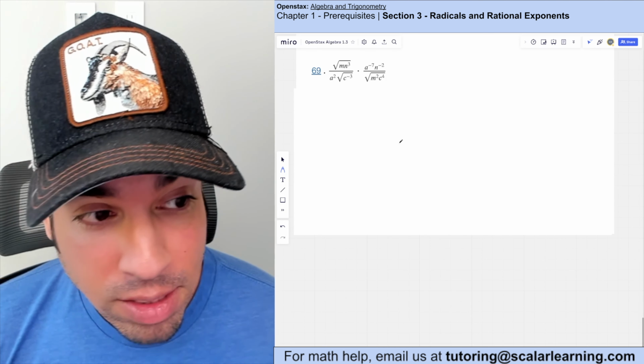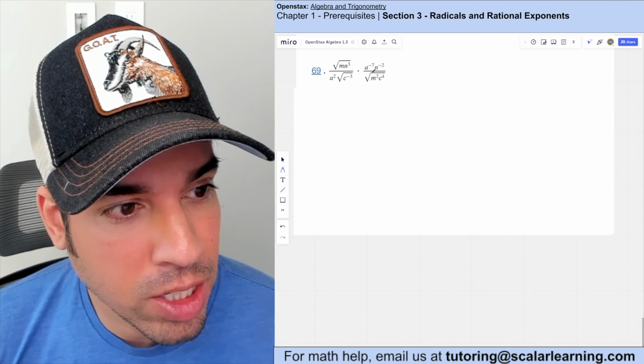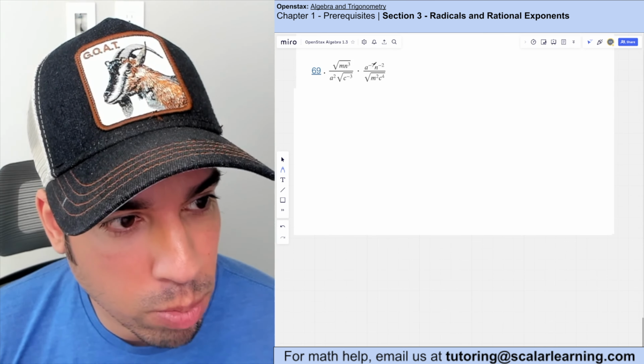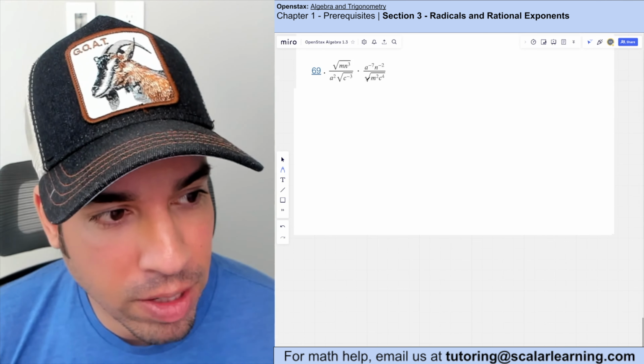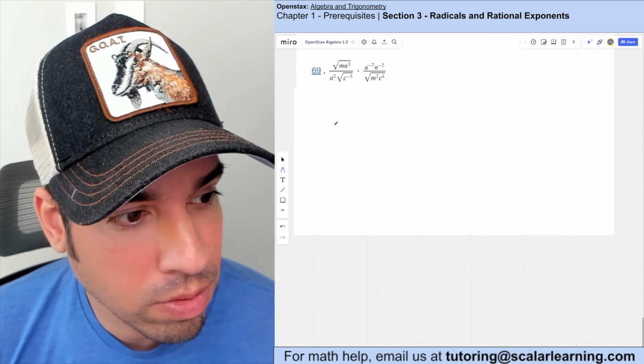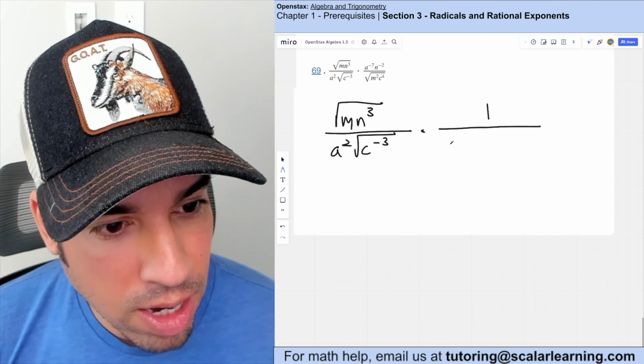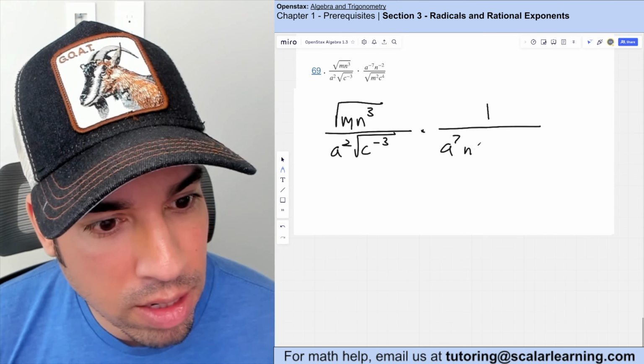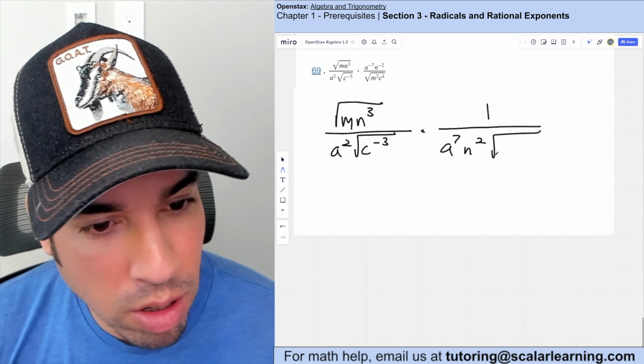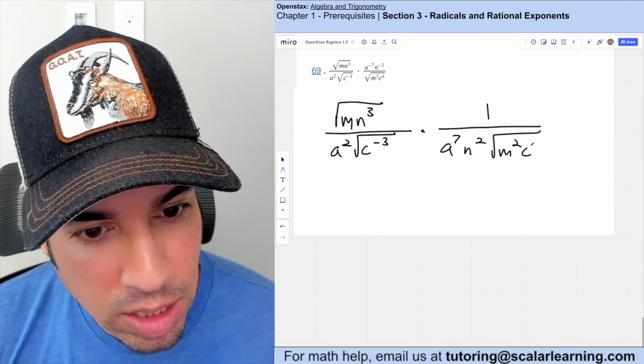So here there's a lot of simplification that needs to happen. So the first thing I'm going to do is with these negative exponents, I'm going to move them down, since when they're negative, if I drop them to the denominator, they'll become positive. Since there's nothing left on the numerator, I'm going to place a 1 on top, and then I've got a to the 7th n squared times the square root of m squared c to the 4th.